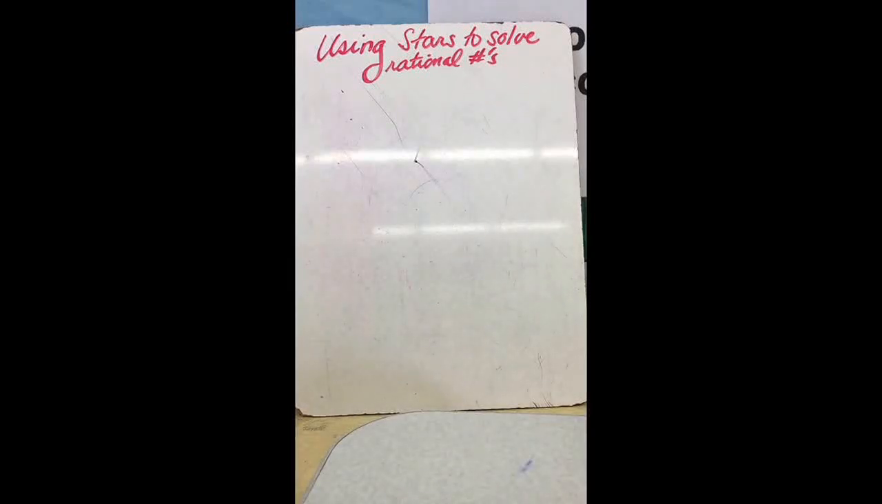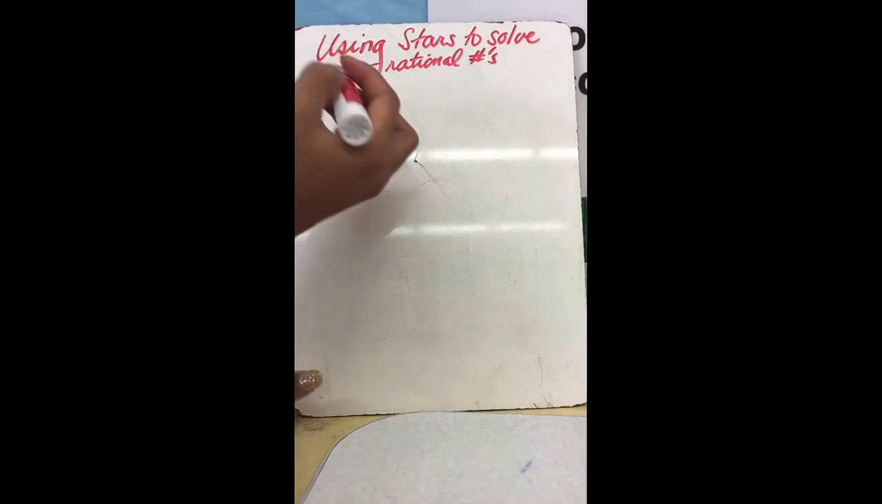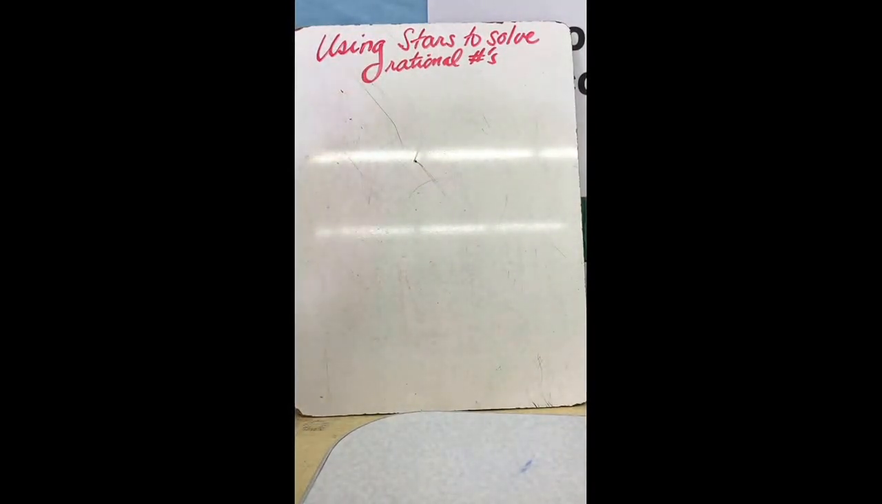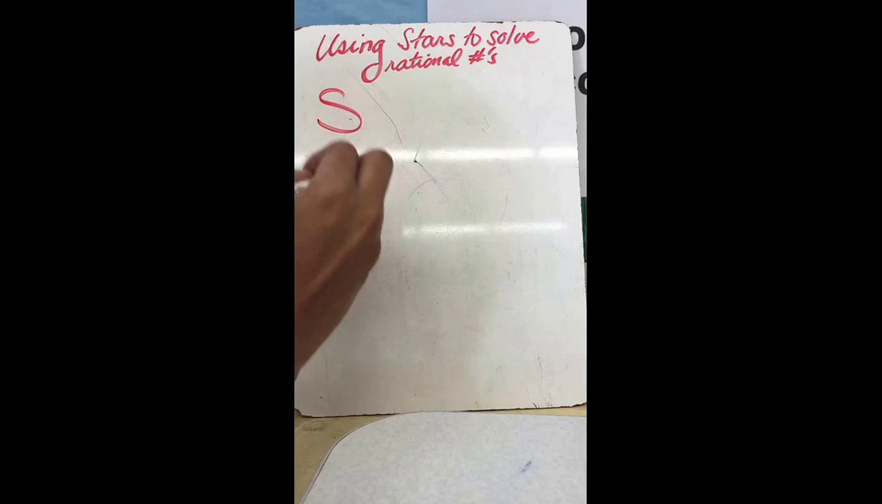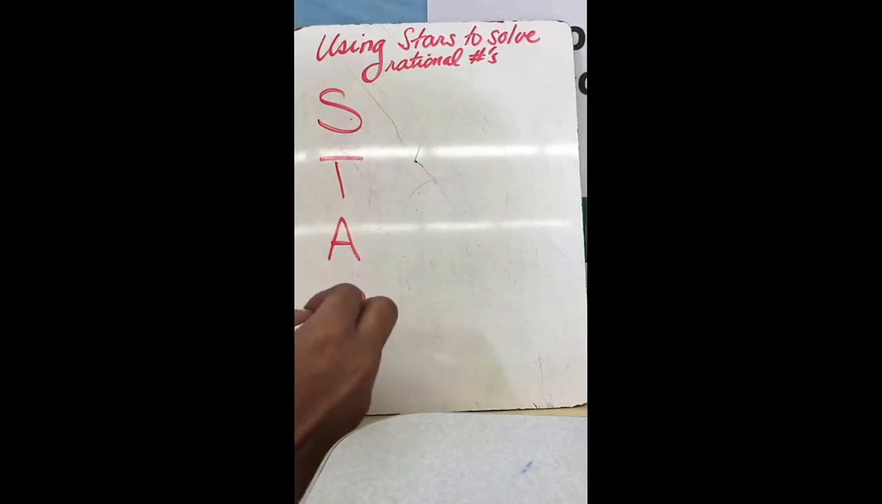So today we're going to look at using STARS to solve rational number word problems. If you're paying attention in class, you know that Ms. Lawson gave a chart on this earlier in the year. But if you don't actually find it in your book bag, you can see it as a chart in a room. It's a very simple acronym.